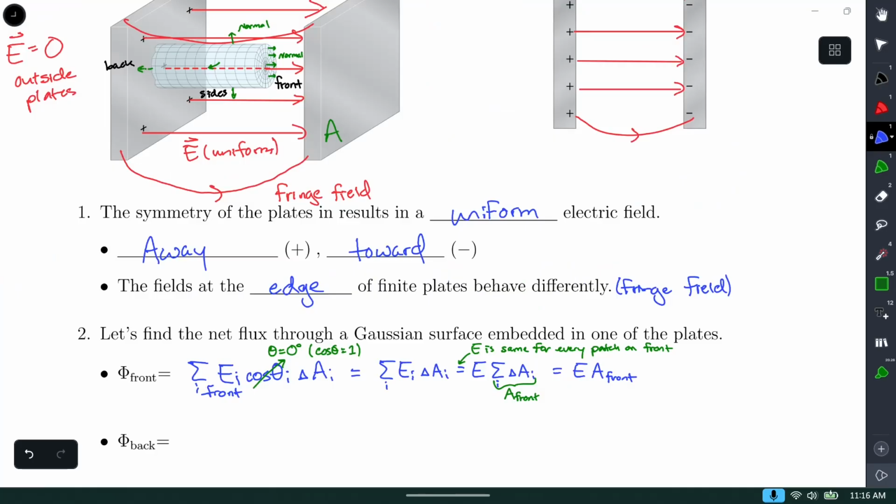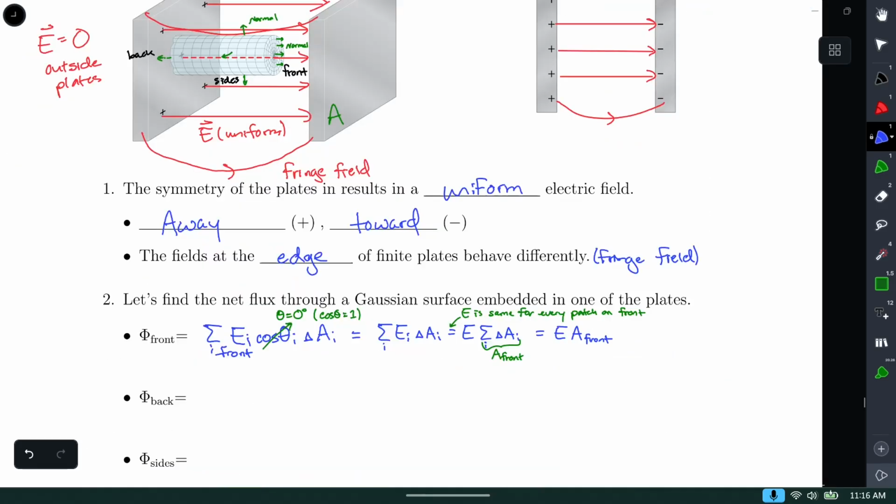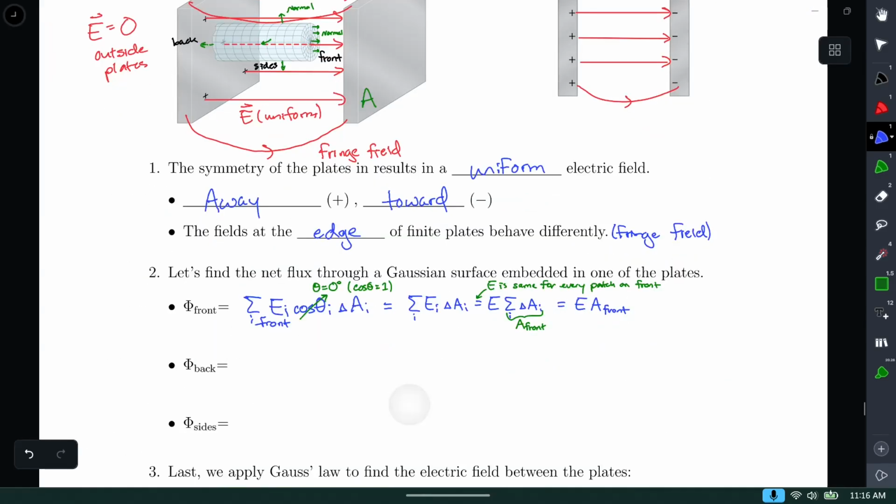I'll need to do something else for the back and sides of this Gaussian surface to count how many lines pass through them. Any questions on this?